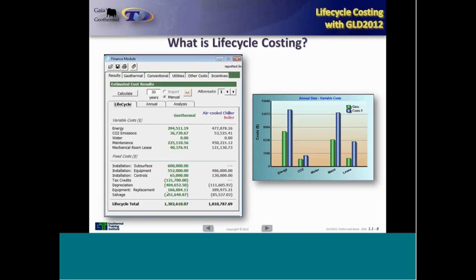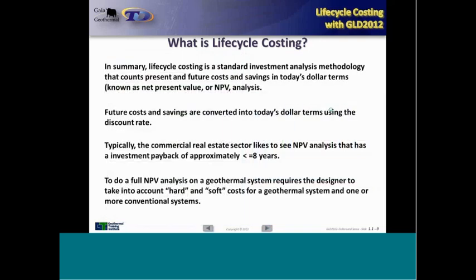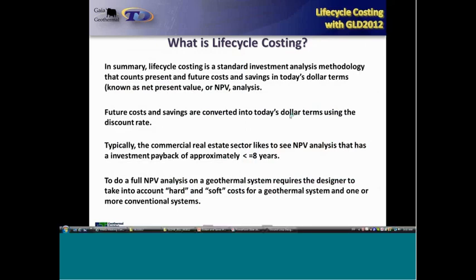And we see that life cycle total is $1.3 million in this example for geothermal, and $1.8 million for conventional. So for this particular system, the net present value of installing it is $500,000 positive, meaning whoever's going to operate the system is looking at $500,000 in savings. So in summary, life cycle costing is a standard investment analysis method that counts present and future costs and savings and converts them into today's dollar terms. This is known as net present value, or NPV analysis. Future costs and savings are converted into today's dollar terms using the discount rate.